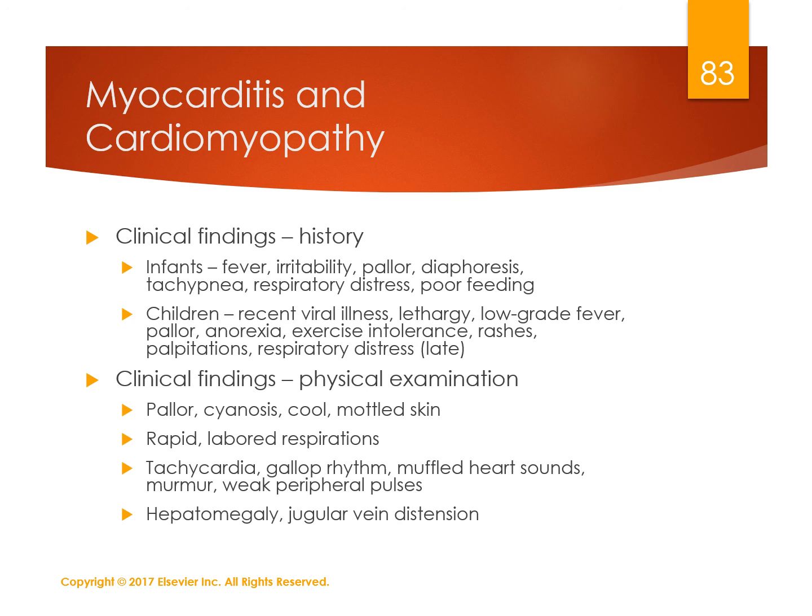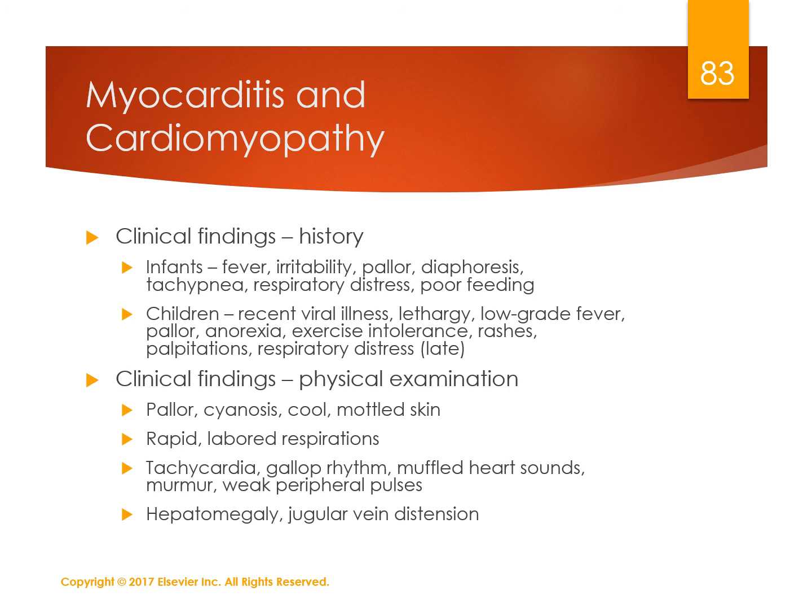In the history, we will usually see that our infants have had a history of fever, irritability, pallor, diaphoresis, tachypnea, respiratory distress, and poor feeding. In children, we will often see that they have had a recent viral illness. They've been lethargic, had a low-grade fever, pallor, anorexia, have had some exercise intolerance, rashes, palpitations, and respiratory distress, and that's usually a late finding in children.